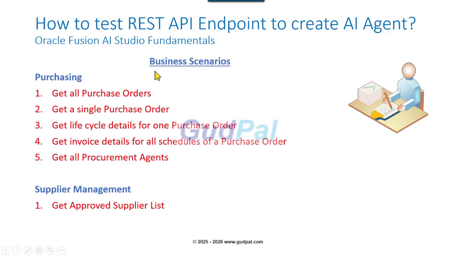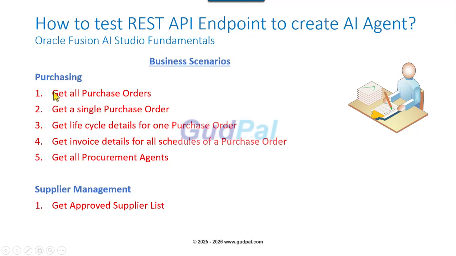So here you see I have listed down certain business scenarios through which we can test the REST endpoints, and these endpoints we will use via the documentation provided by Oracle in the Oracle Fusion REST API manual for procurement.